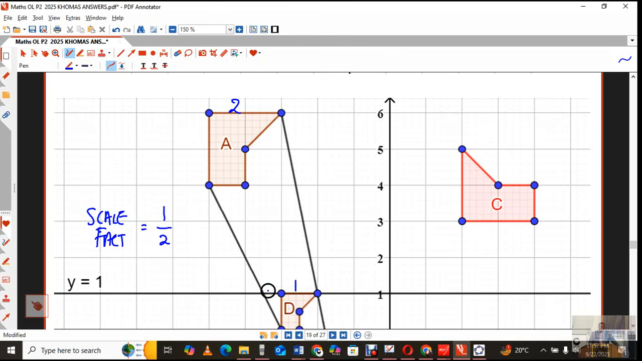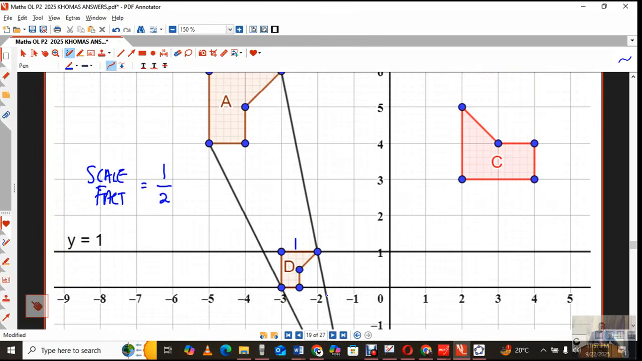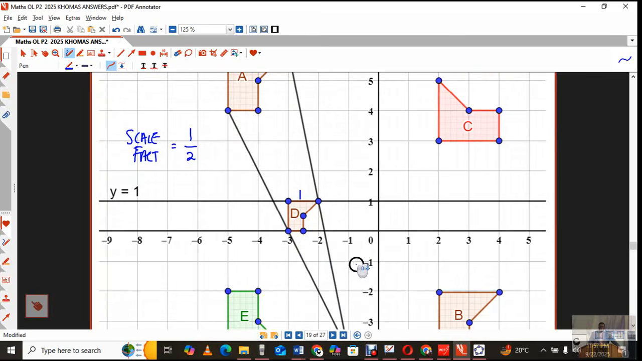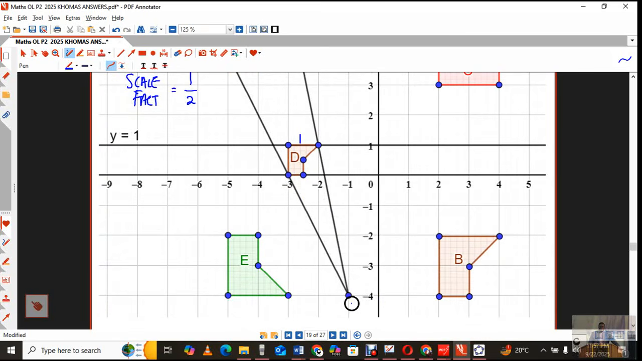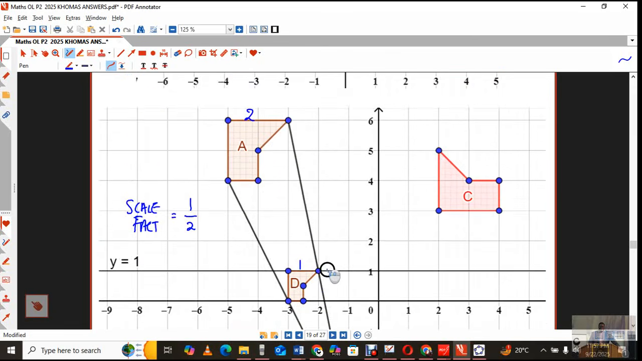This is 2 here, and that one is 1 here. That should be enough. Right, and then you draw yourselves such lines, corresponding lines like that, until you can find the center of enlargement, which in this case is -1, -4.